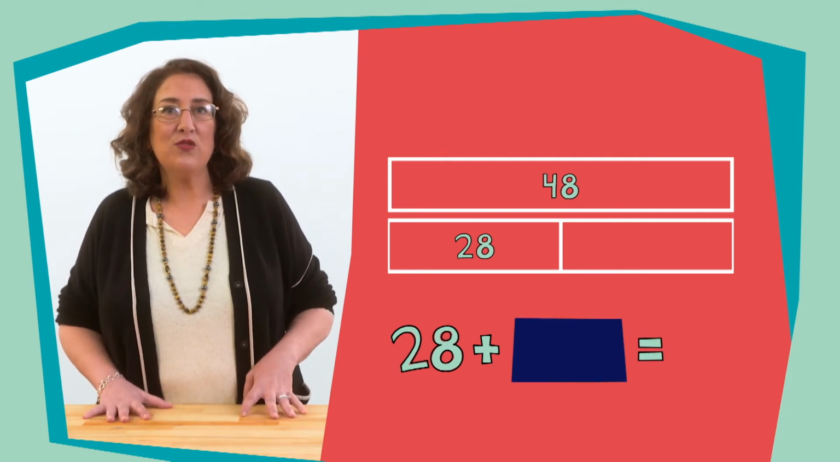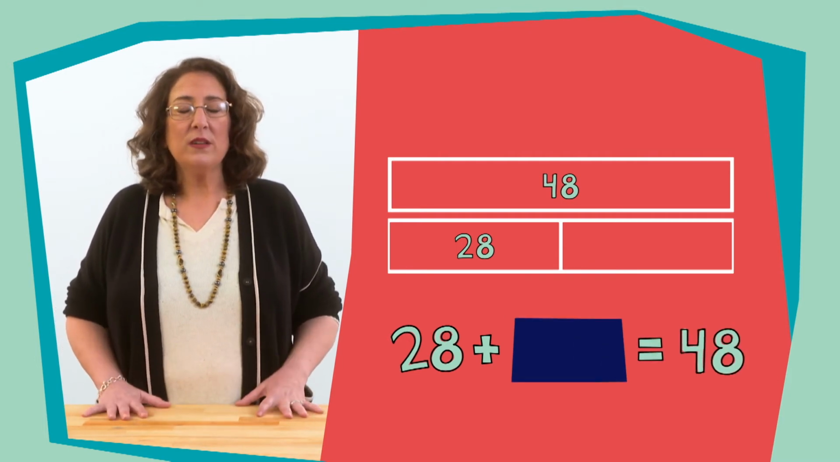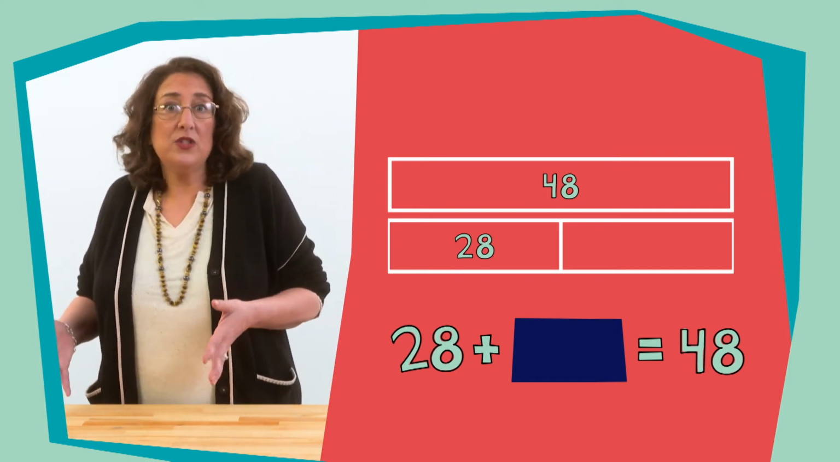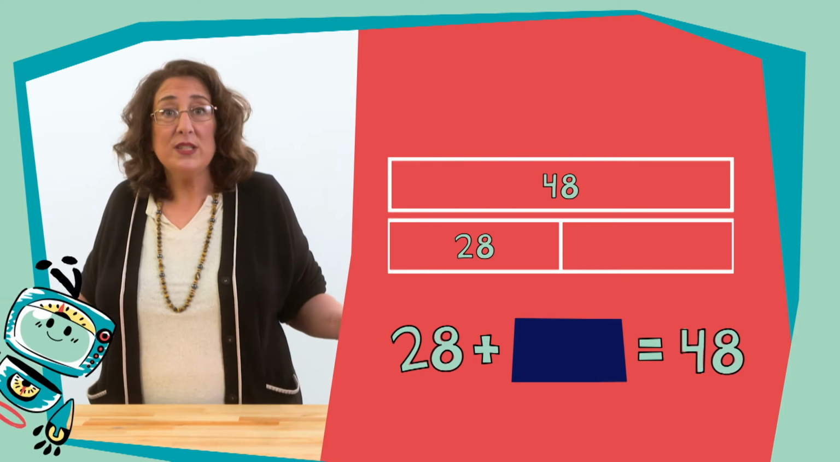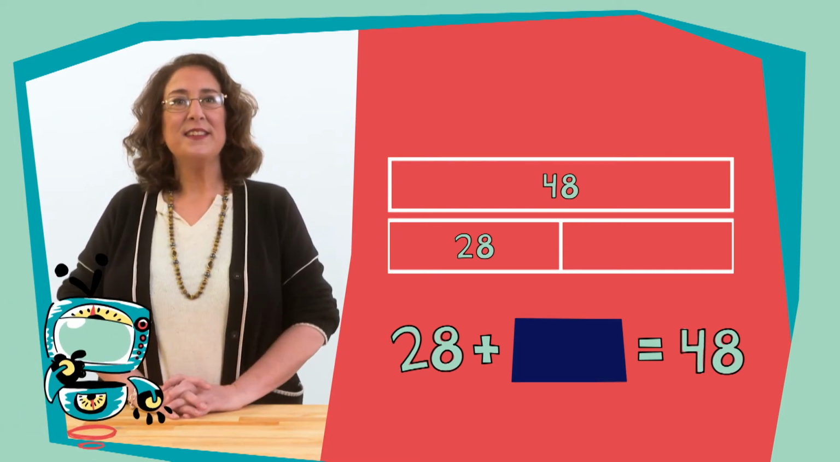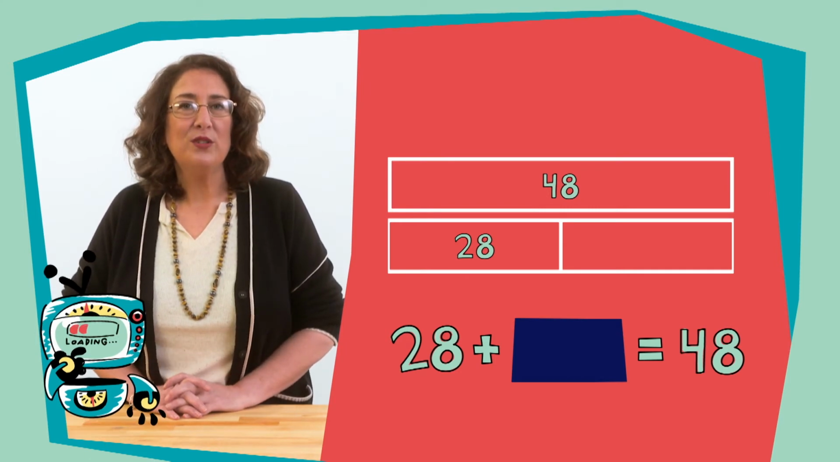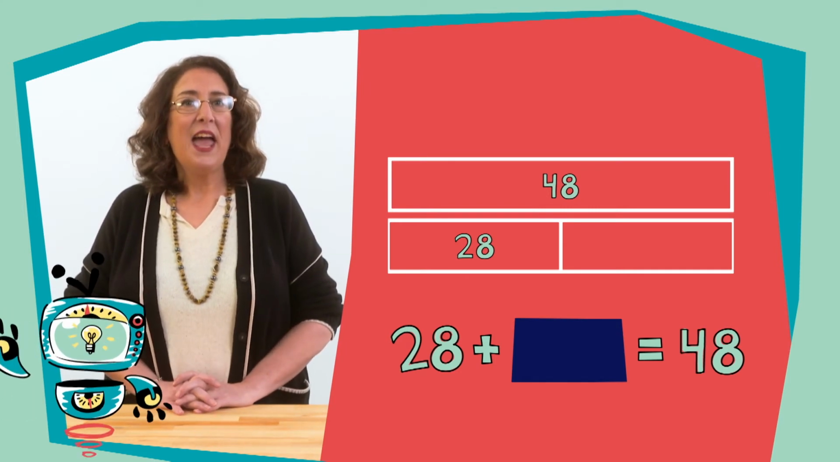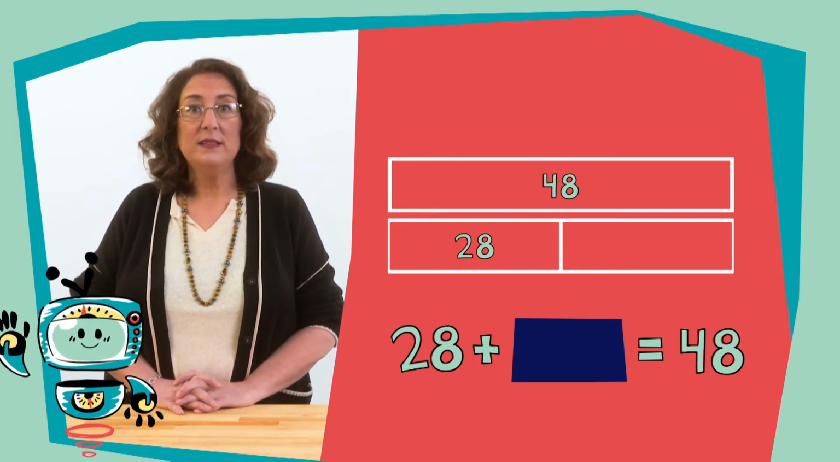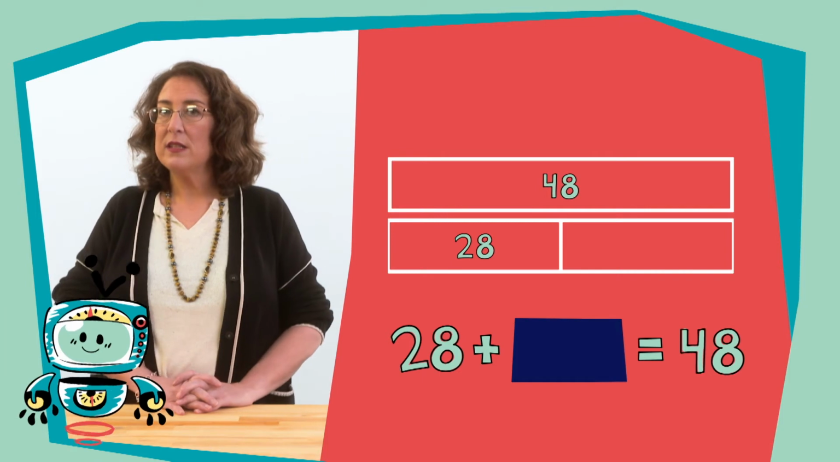Oh, I heard someone say that the equation should be 28 plus blank equals 48. That will work because the blanket was 28 inches to start, some inches got added on, and now it's a total of 48 inches. What's next, mathematicians? How can I find out what number will complete our equation and represent how much was sewn on to make the bigger blanket that's now 48 inches?